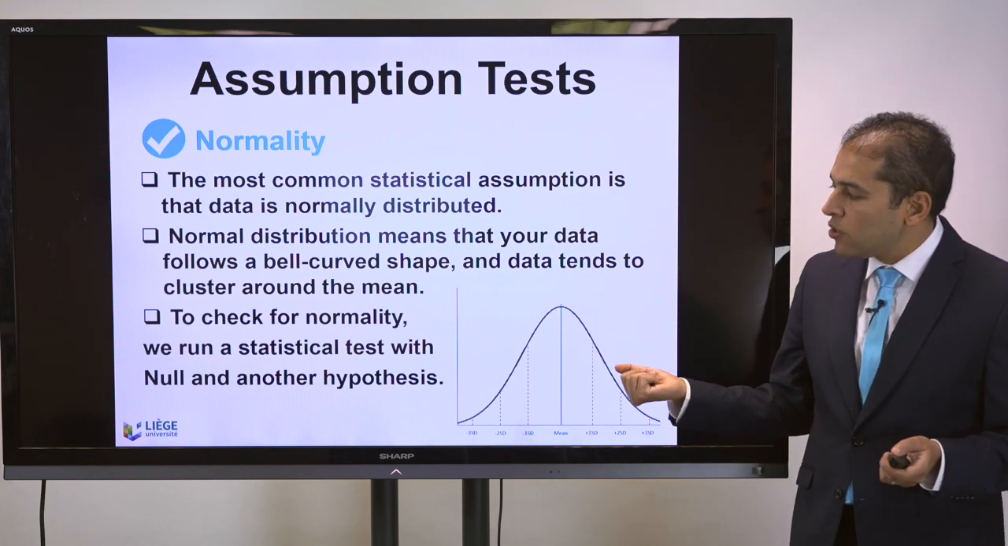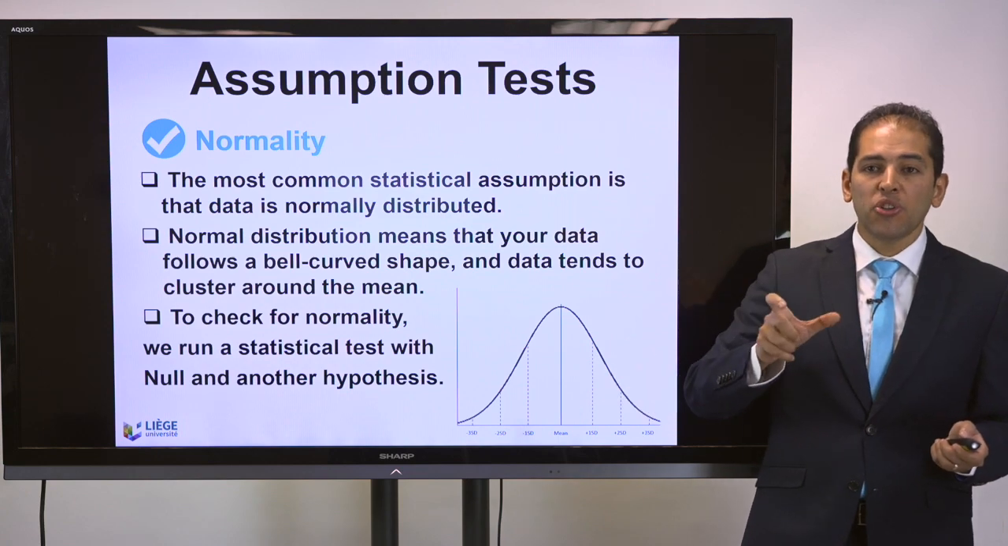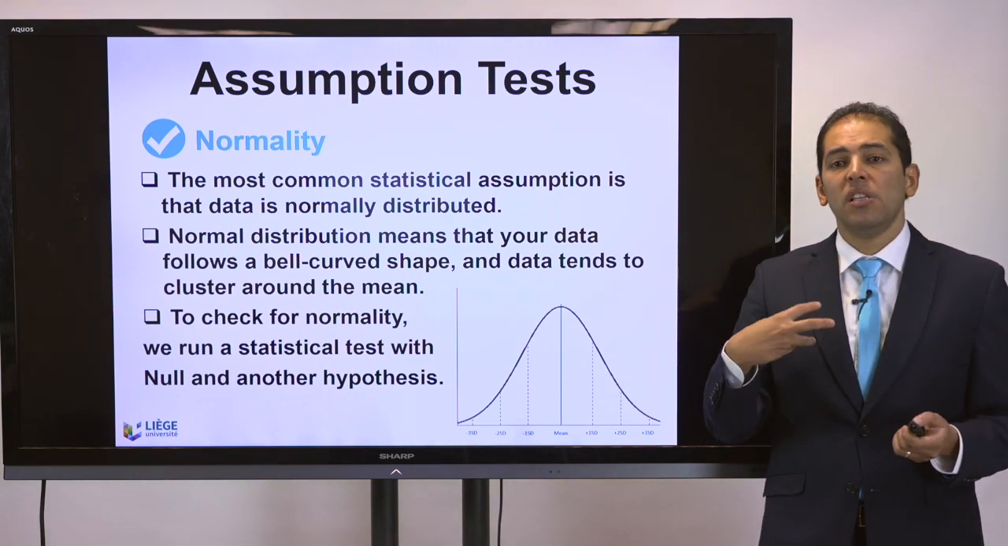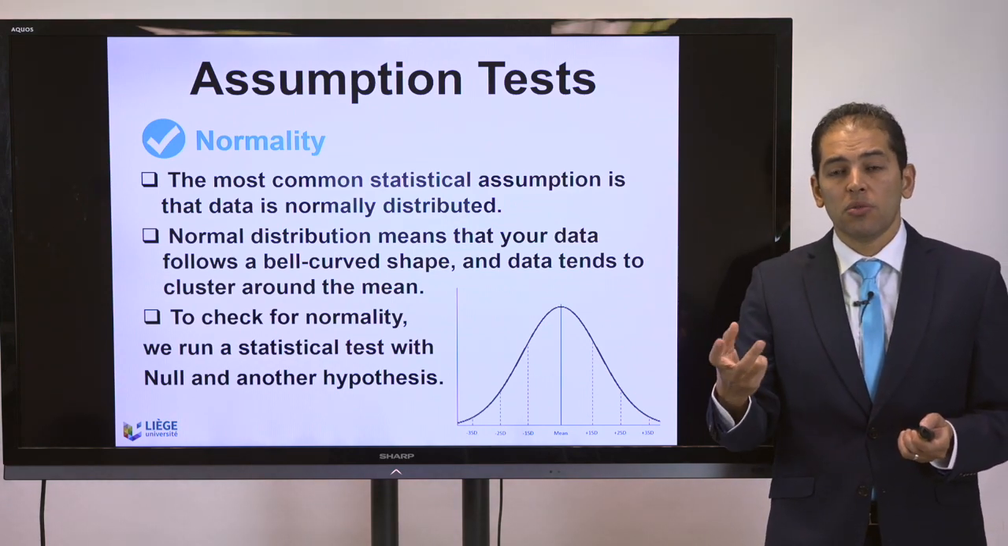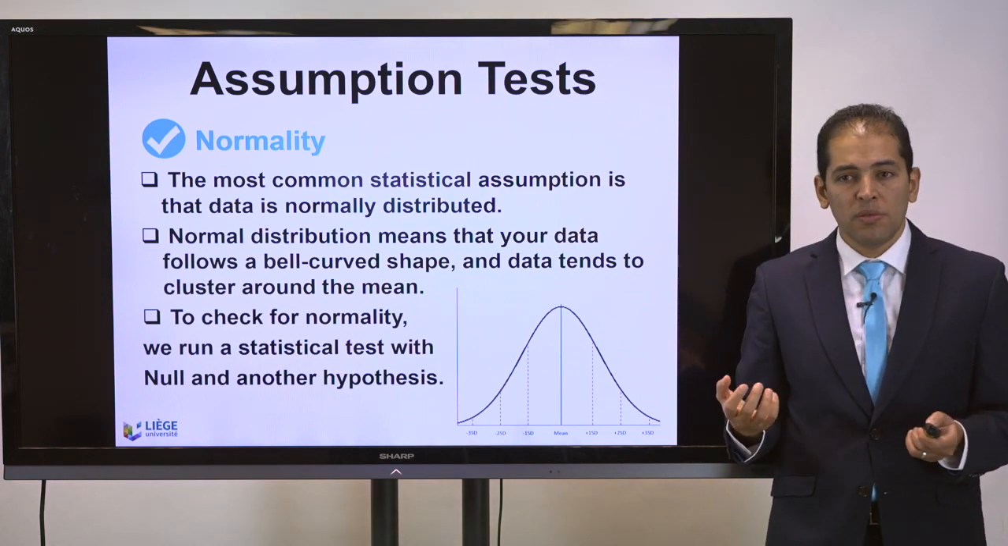And to check for the normality, we run a statistical test with a null and an alternative hypothesis. So the assumption test starts with redefining a research question in order to make sure if there will be a difference or a variance or an influence of the parameters or the variable you are going to investigate.